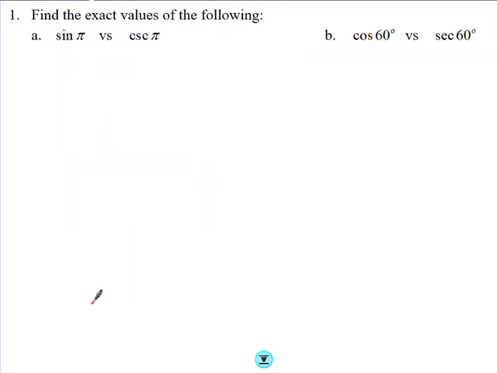In this video, I'm assuming that you are already familiar with the unit circle and that you easily remember the values for sine, cosine, and tangent of angles that are on the unit circle. Our first problem says find the exact values of sine of pi and cosecant of pi.